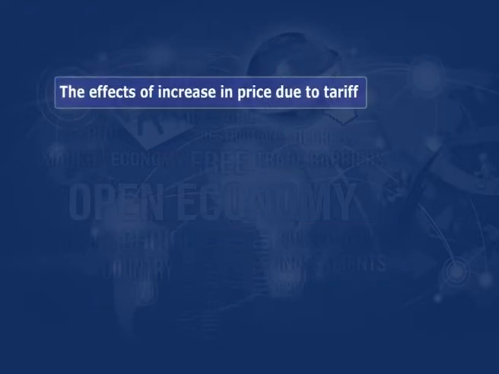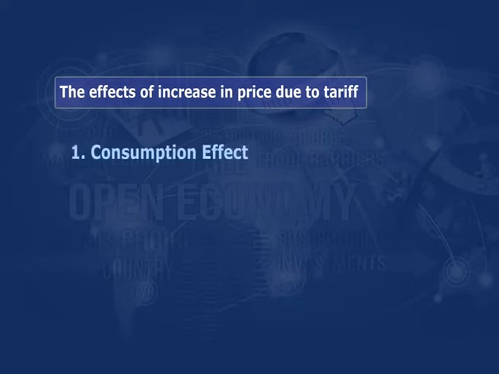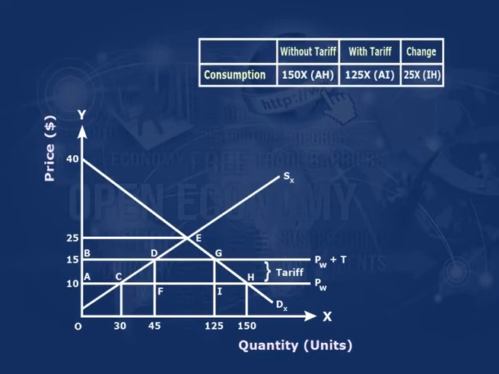The effect of increase in price can be explained as follows. Consumption effect. According to consumption effect, an increase in the price of commodity X reduces consumption of domestic consumers from 150x to 125x. The reduction of 25x is shown by IH. This is the consumption effect.